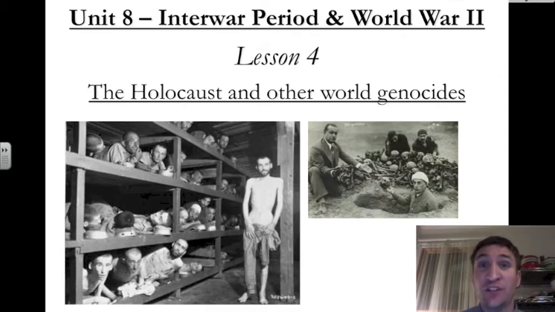And today we're going to talk about the Holocaust and other world genocides. Here's a picture of a concentration camp, which we will talk about. And here's a picture of the Armenian genocide. The Ottoman Turks forced the Armenian Christians out of their land.